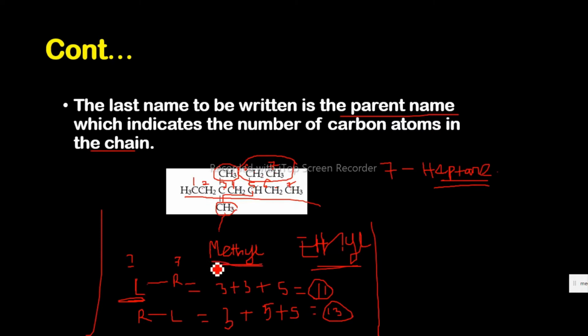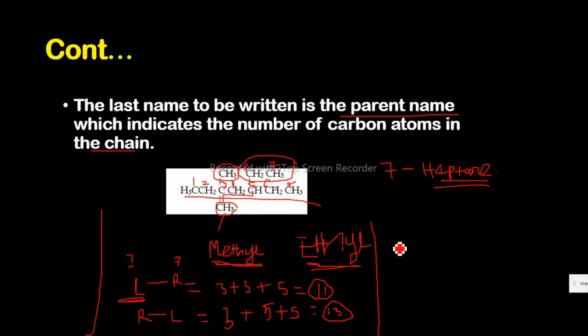This is methyl, and this is ethyl. And E comes before M in the alphabetical order. Okay? So now you are done. After identifying all that, the rest is writing the name.